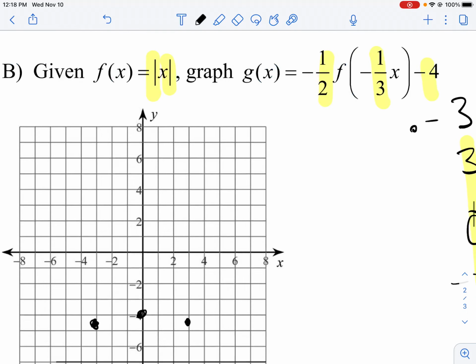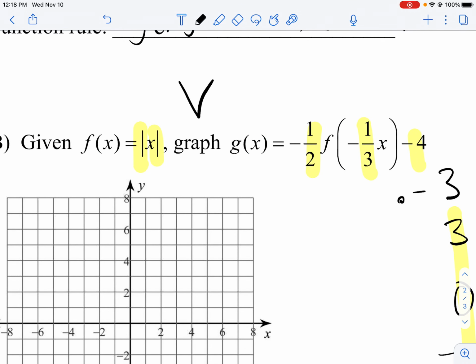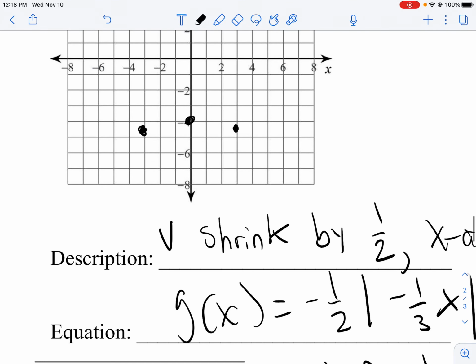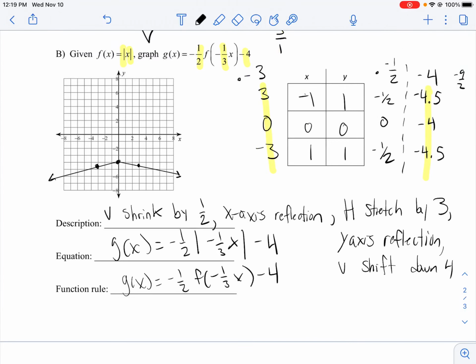Alright, now remember, absolute value, that is the V-shaped graph, so we shouldn't have any curve here whatsoever. And more or less, we'd have a really squished, flat-looking absolute value graph for our answer.